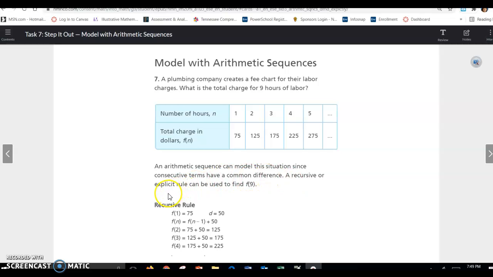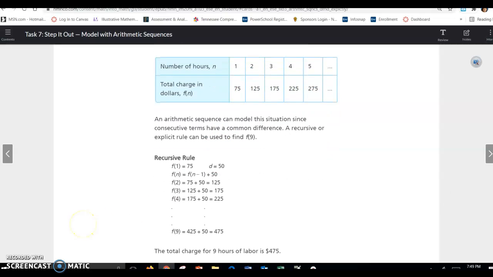A recursive or explicit rule can be used to find F of 9. All right, so your first term is 75, common difference 50. That comes straight from just evaluating the sequence. All you have to do is look for the pattern. All right, so let's look at the rule.